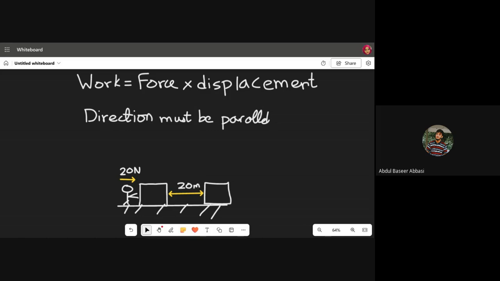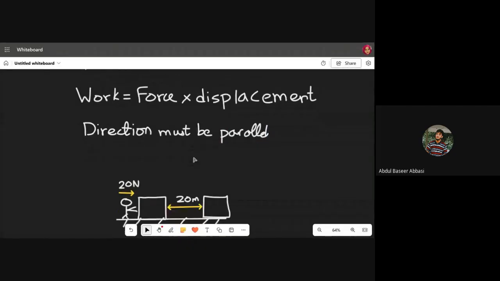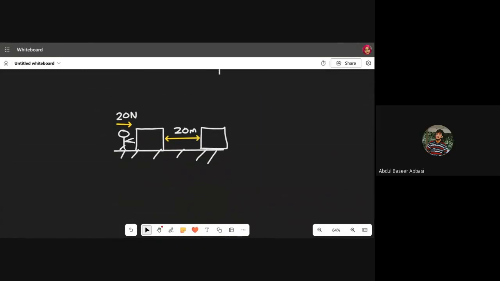So the next thing I'm going to do is look at the formula. It says the force is multiplied by displacement, right? So I'm going to multiply these like this. The work done would be 20 times 20, which is going to be 400.